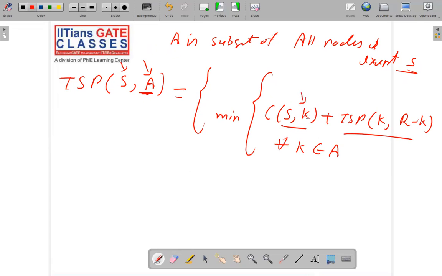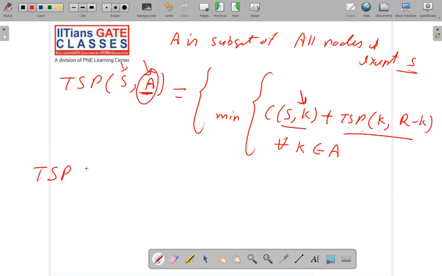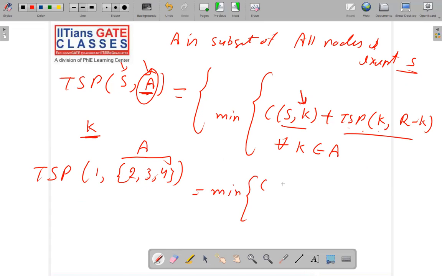for all K. I choose K out of all the elements in the subset, whichever gives me minimum. I don't know which will give me minimum, but right now I'm considering that K will give me the minimum. Then I will again apply TSP K, R minus K. Okay, let's consider an example. We have written TSP 1, 2, 3, 4. Now I'm saying that this set is A, and I'm choosing K out of this. And I will choose the minimum one. Till now I don't know which will give me minimum, but I'm choosing the one which will lead to the minimum optimal solution.